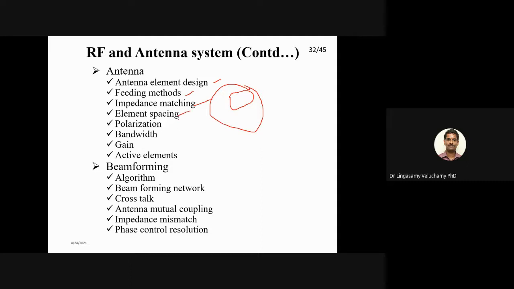Element spacing, because we can't have the spacing as we want, since space is a constraint, and polarization, bandwidth, and many more elements. And the beamforming concept also: you need algorithms, and how efficient the algorithm is matters, because it has to respond in a fraction of a millisecond. And in the beamforming network, crosstalk will also happen, because when you bring more components together, beamforming will have multiple components, so they should not talk to each other, otherwise your beam gets disturbed. Antenna mutual coupling, impedance mismatch, phase control resolution, and many more parameters.